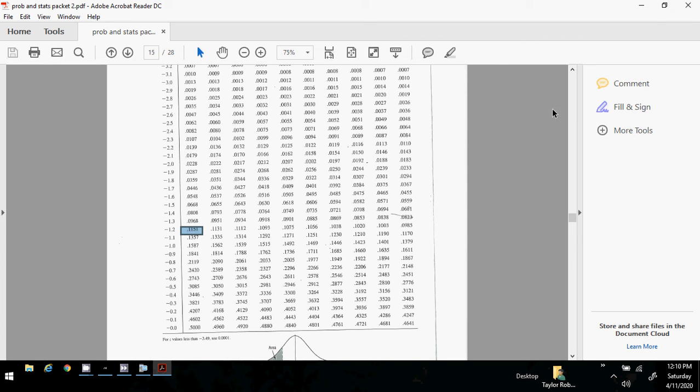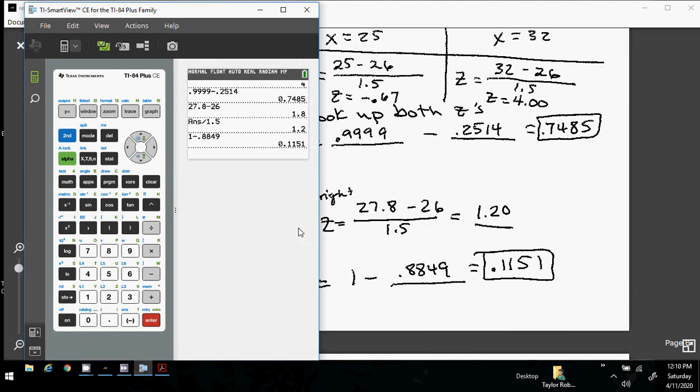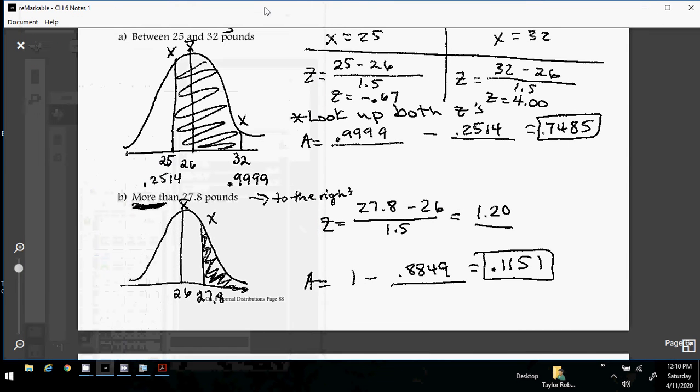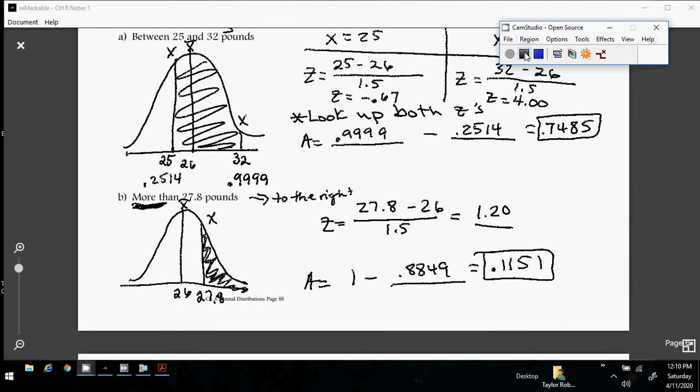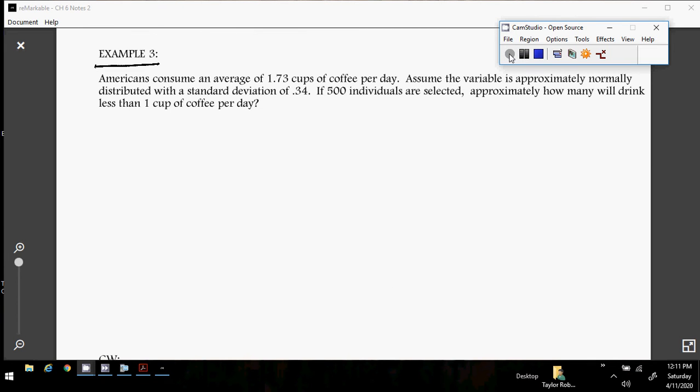Okay, so that is how you do those problems. Now for the next couple of examples, I'll try and answer some of the different questions that could come up possibly. Okay, so let's look at example 3.